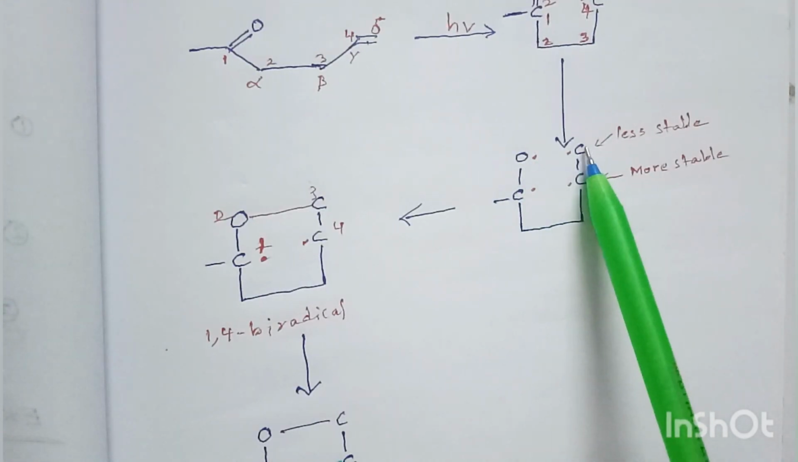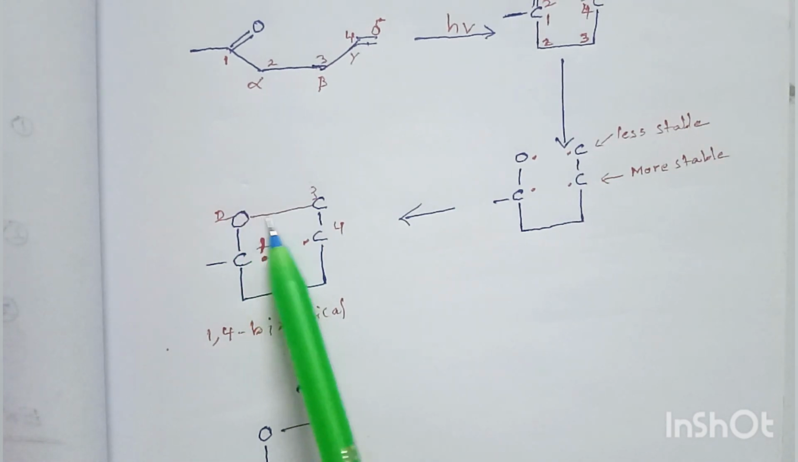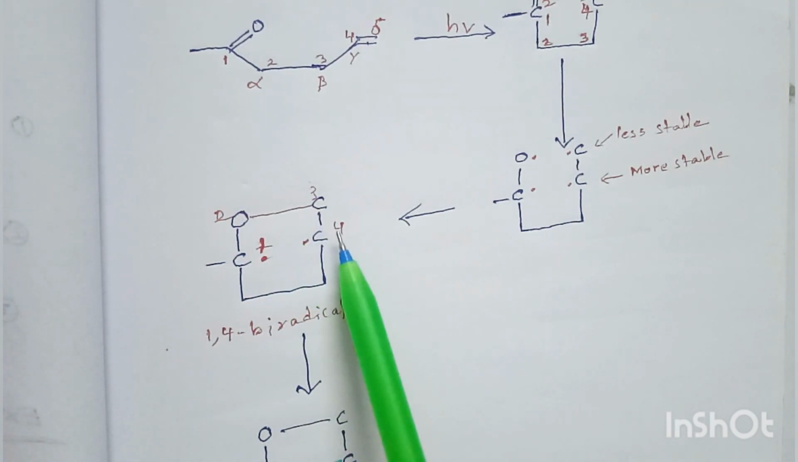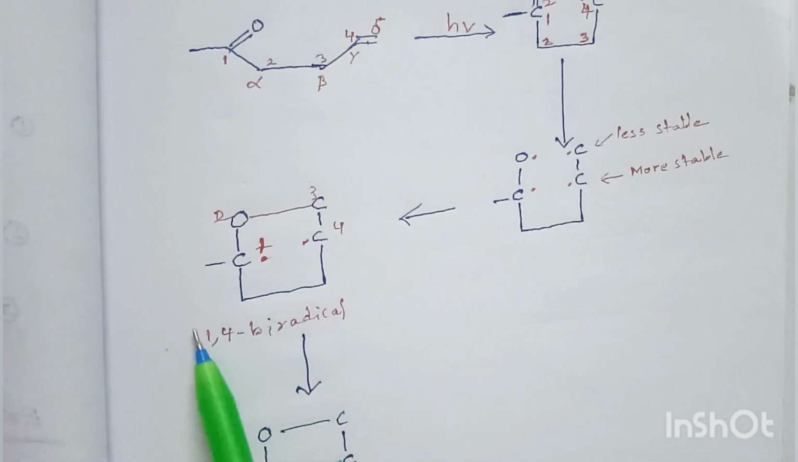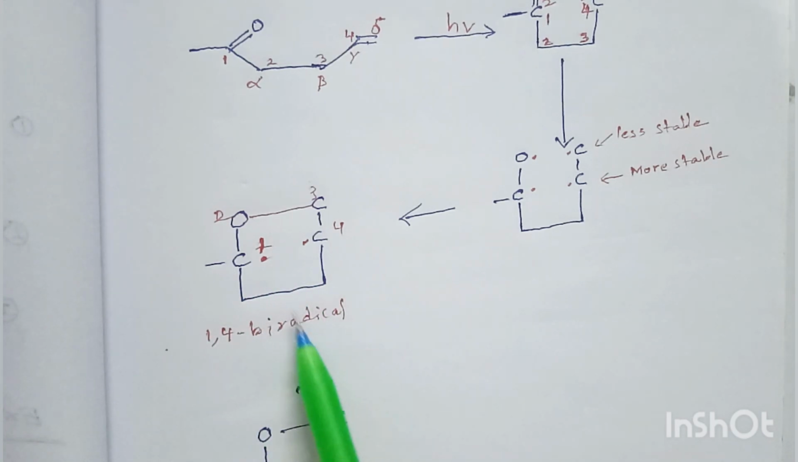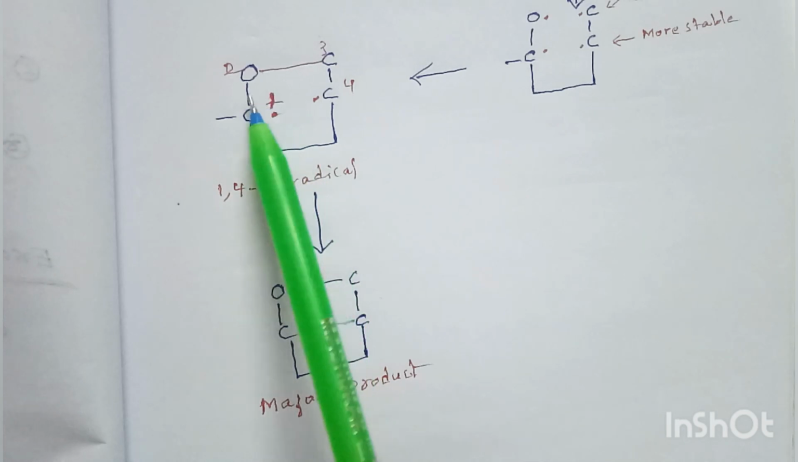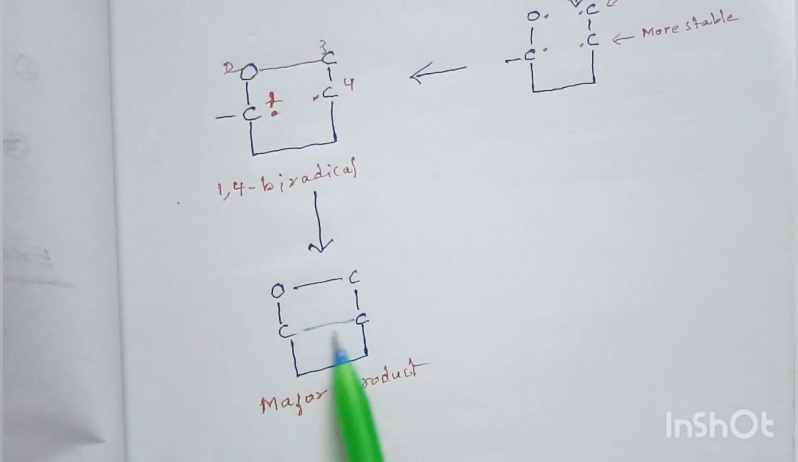So the less stable radical and the oxygen radical will join to form a bond. So we get a 1,4 biradical. In the next step, these two radicals will join to form a bond, as a result of which we get the major product. The major product looks like this.